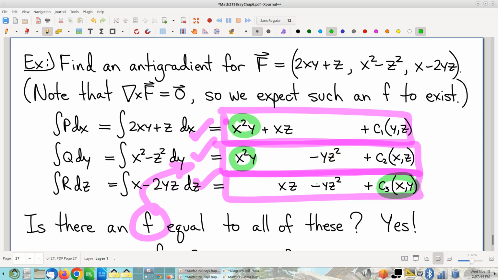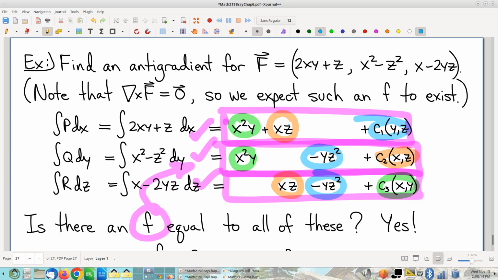Okay, likewise. I feel like I need an xz term here. I don't have it, but I can make this xz. And likewise, I feel like I need a minus yz squared here. Again, I don't have it. Again, that seems like a problem, but wait a minute. I can make this minus yz squared.